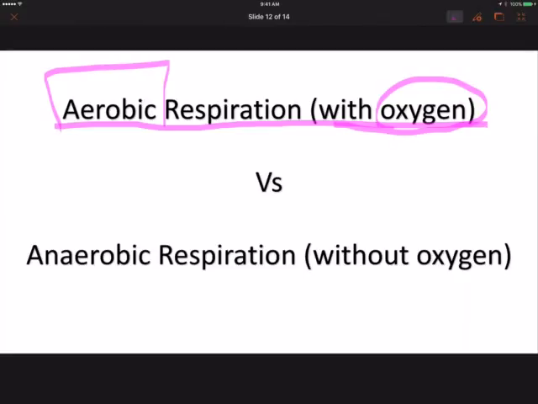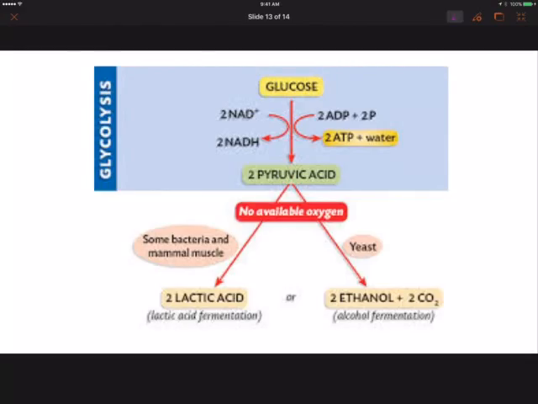I want to quickly talk about a second part, which is called anaerobic. So that word an means without. So this is without oxygen. So aerobic is where we have the electron transport chain. We produce all that ATP. Anaerobic respiration is without oxygen.